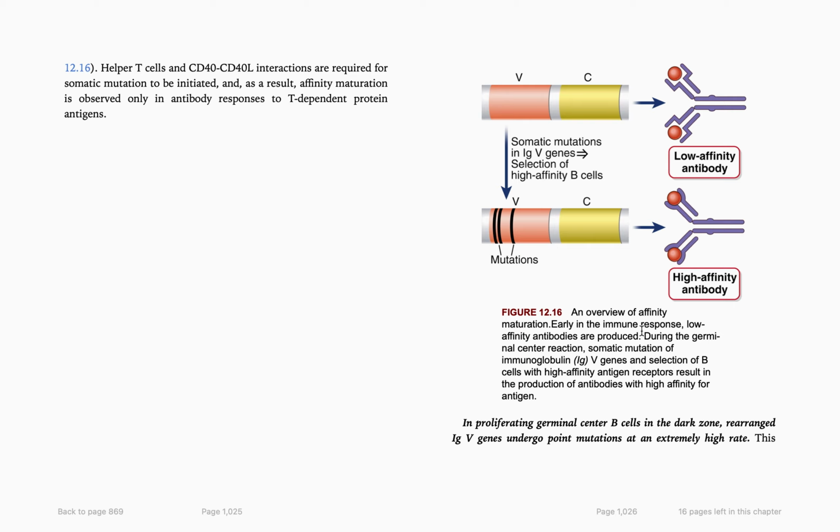Early in the immune response, low affinity antibodies are produced. During the germinal center reaction, somatic mutation of immunoglobulin Ig genes and the selection of B cells with high affinity antigen receptors result in the production of antibodies with high affinity for antigen. In proliferating germinal center B cells in the dark zone, rearranged IgV genes undergo point mutation at an extremely high rate.